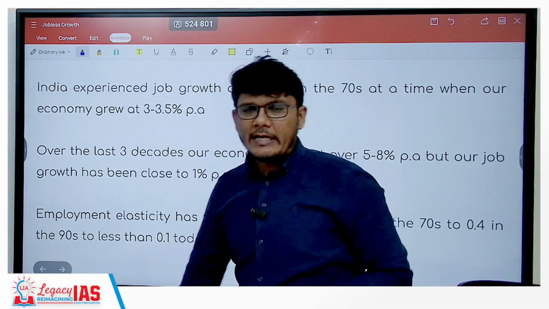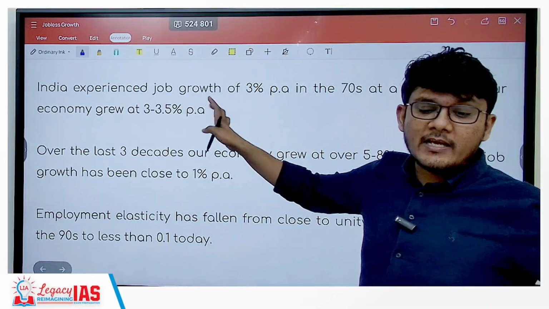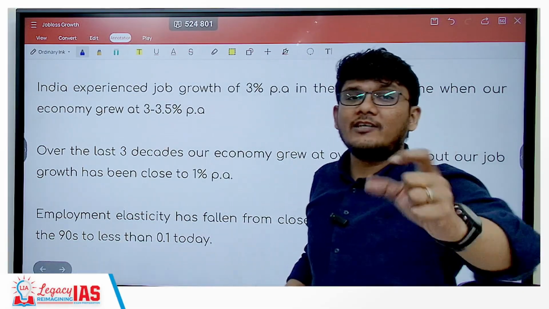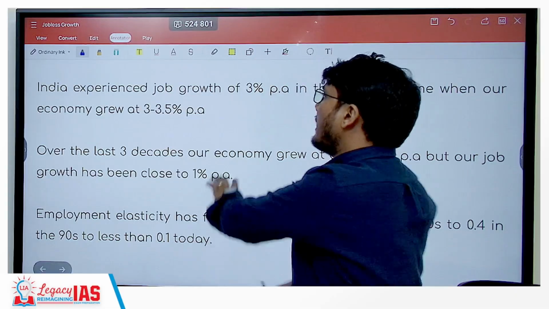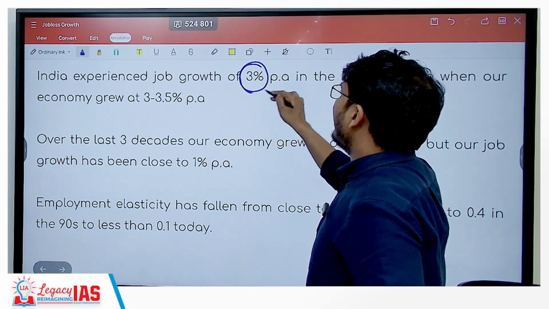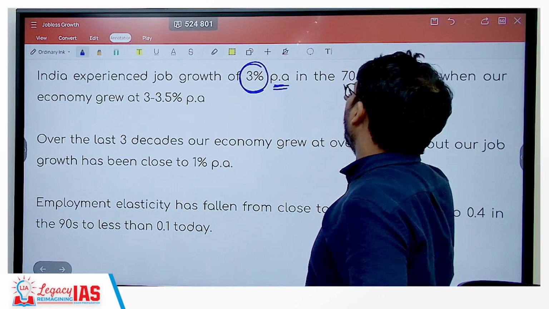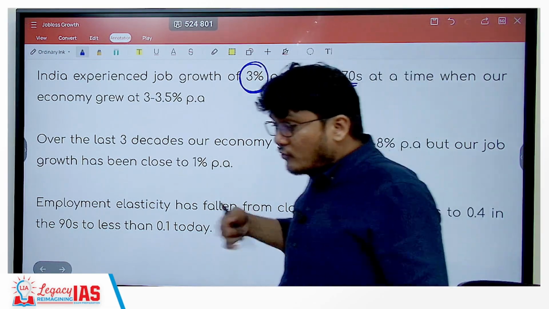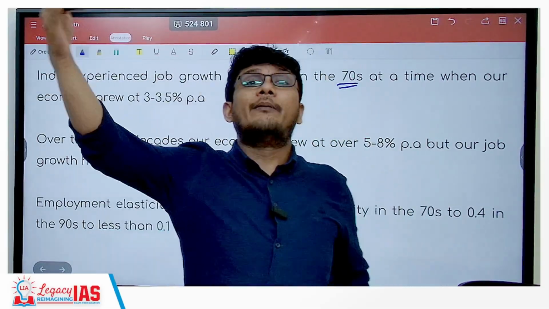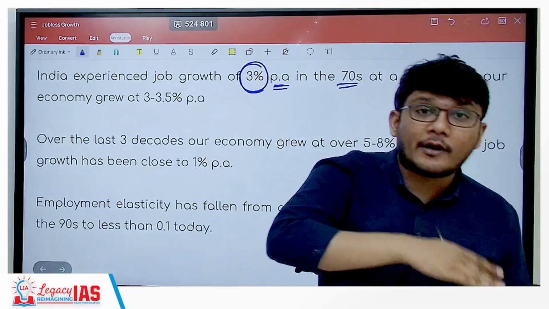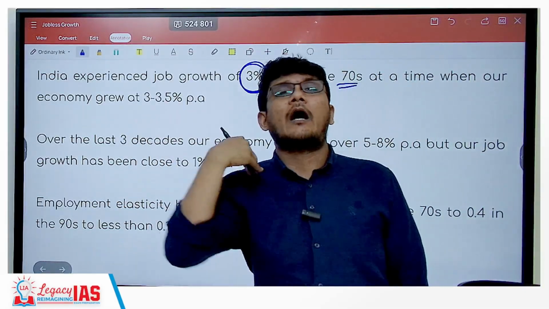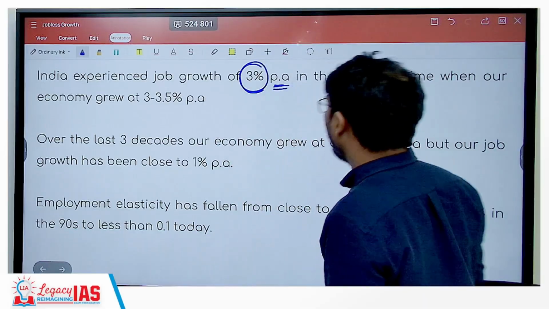So if you look at the extent of jobless growth, let us see this. With respect to India, these facts are also very important. There is nothing to explain here, but you have to understand them so that you can use them better. India experienced job growth of 3% per annum in the 70s. So this historical tracing is also important. Of course, you will use current data, but to begin your answer, to write your introduction, historical data can play a significant role to give you that amazing introduction as well.